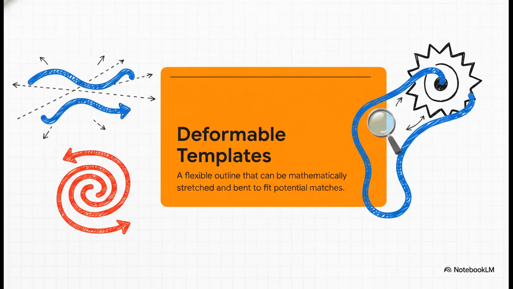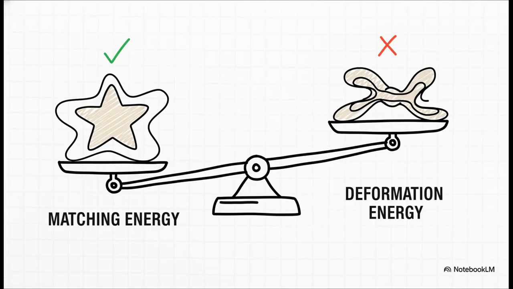And the solution is so clever. It's called a deformable template. So instead of thinking of our template as a rigid block of pixels, we imagine it's more like a flexible outline, almost like it's made of a rubber band. The algorithm can then mathematically stretch, bend, and twist that outline to see if it can fit a shape in the image. Now, here's where it gets really smart.